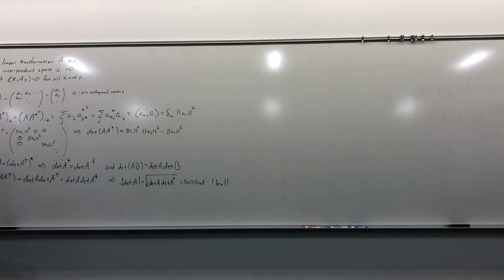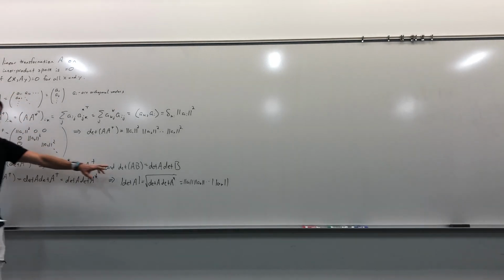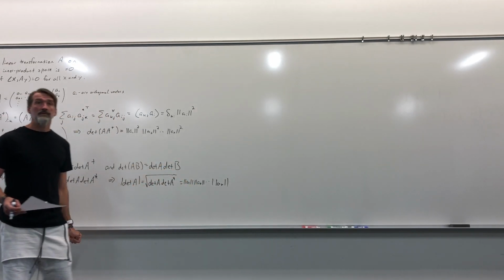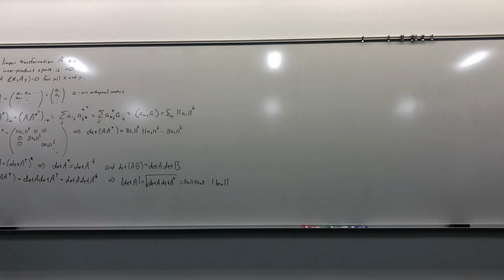So in a sense, even though A is not nearly this simple, I mean, this is a diagonal matrix, finding the determinant was super easy. We've just proven that the determinant of A itself takes this very simple form. Okay? Now, that might not be surprising.